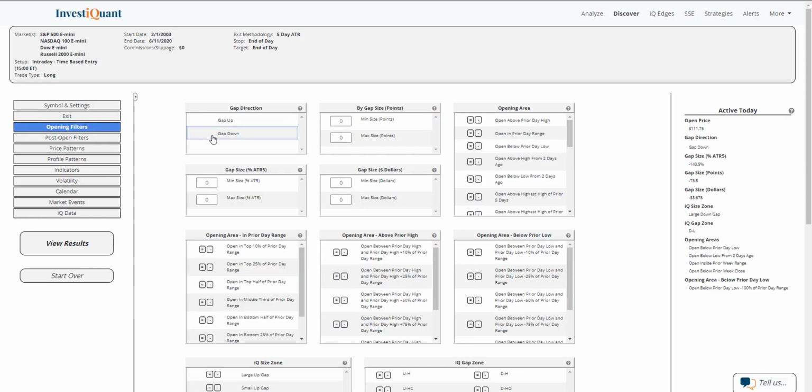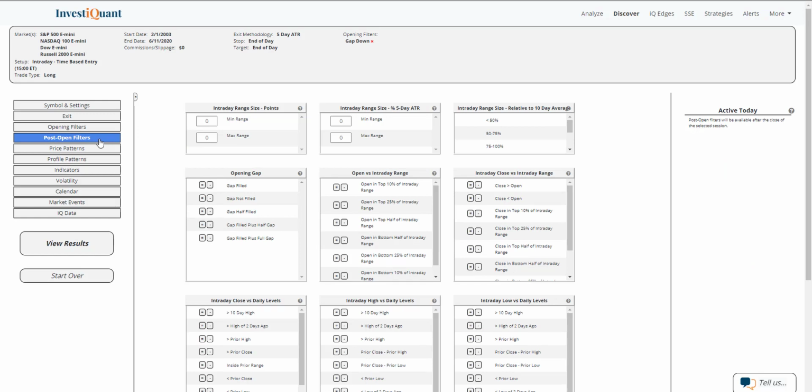For the opening filter, we're just going to use gapping down. I'm going to try to keep as many samples as possible so that we can describe this intraday price action and get some of the more noteworthy characteristics, to me at least, to add into this. So the first one I want to add is the intraday range size relative to the 10-day average range of that same period. And we are running really strong on range, so I'm going to select this greater than 150%. This will be true. Also, we did not fill the gap, so let me add that.